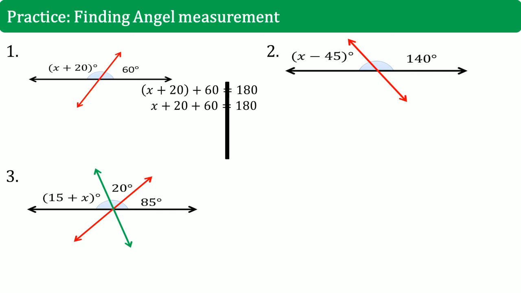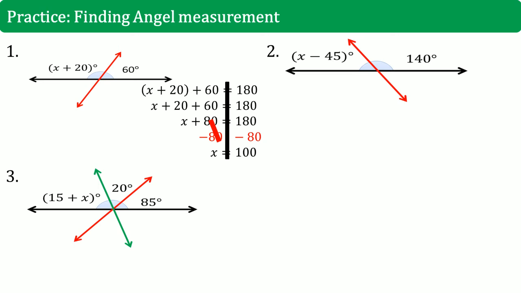There's nothing in front of the parentheses, so it just becomes x plus 20 plus 60. On the left hand side, 20 plus 60 becomes 80. Now we need to get x alone, so we're going to subtract 80 from both sides. That's why the black line is there. It shows you the separation between the left and the right hand side. The 80 on the left cancels out. So you get x on the left hand side. In the end, x is equal to 100.